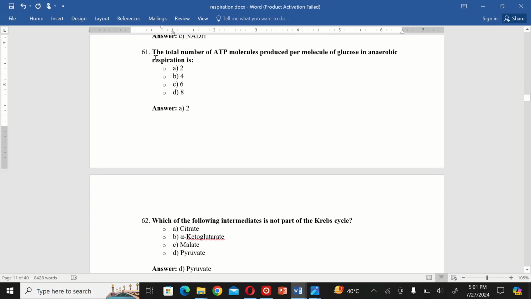The next MCQ is: the total number of ATP molecules produced per molecule of glucose in anaerobic respiration is A. 2, B. 4, C. 6, D. 8. So the correct option is A.